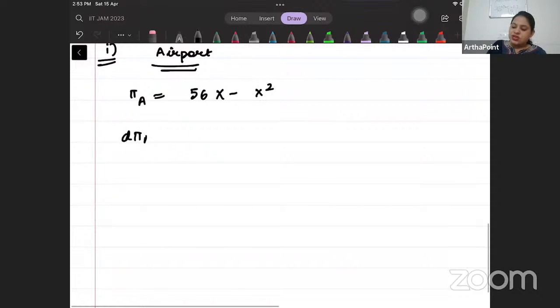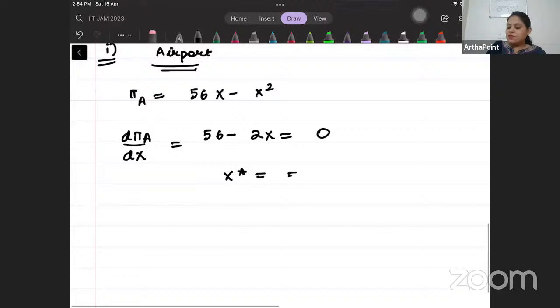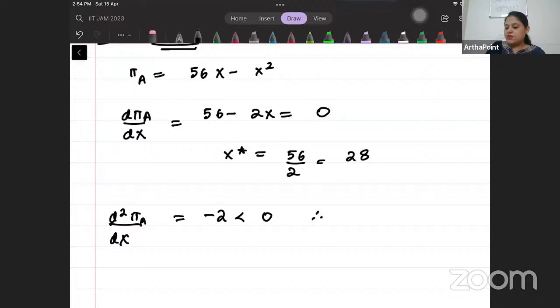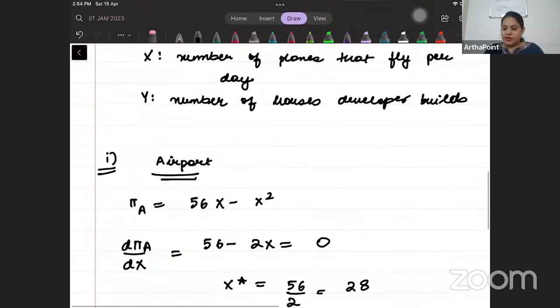I will differentiate this with respect to x. I will get 56 minus 2x. I will equate it to 0. x star will be 56 by 2, which is 28. Nobody does this, but I kind of want to do this completely. The second derivative is minus 2, less than 0, therefore maximum. Do the second order condition. So I attain the maximum at x star equal to 28.